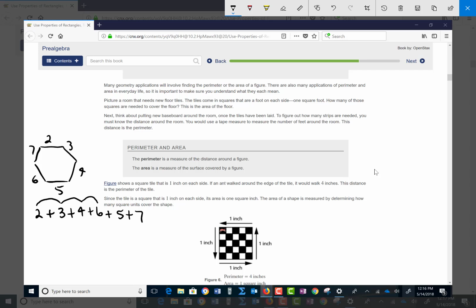9 plus 6 is 15, plus 5 is 20, so 27. And whatever these are, if they're inches, I would say the perimeter is 27 inches. So if it's a figure that's irregular, you simply just add the sides up.